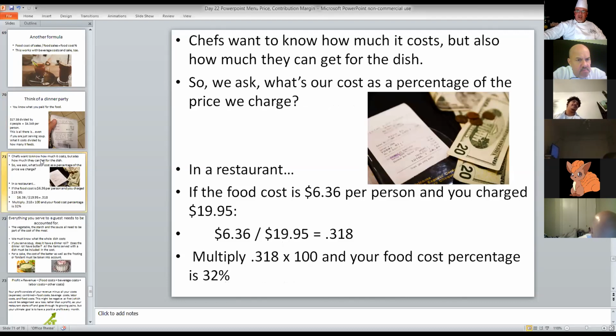Chefs want to know how much it costs, but also how much they can get for that dish. So we ask, what is our cost percentage of the price we charge? At a restaurant, if the food cost is $6.36 per person, you charge $19.95. So 6 divided by 19 equals 31%. Okay. And this is true, guys.